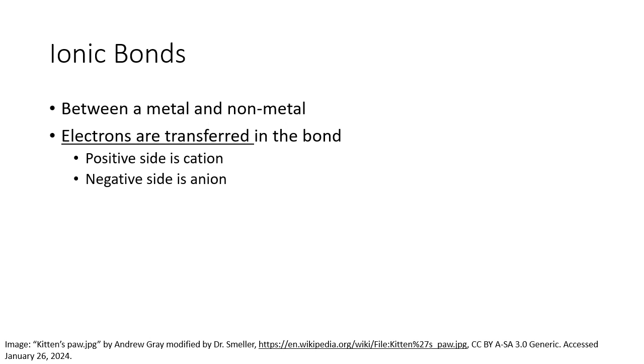So let's review a little bit. Ionic bonds are between a metal and a nonmetal. In these bonds, electrons are transferred within the bond from one element to the other. The positive side is called the cation and the negative side is called the anion. In sodium chloride, the sodium is the cation, the chlorine is the anion. By convention, we write the cation first and the anion second.